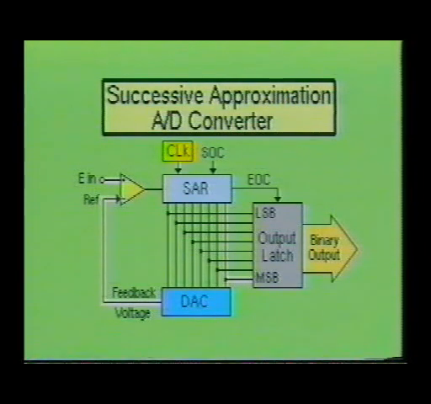If the reference voltage is greater than the analog input, the comparator output will be off. The successive approximation register will turn off the most significant bit and call it a 0. Or if, on the other hand, the DA converter reference voltage is less than the analog input voltage, the comparator will remain on and the successive approximation register will leave the most significant bit on and call it a 1. All of this is accomplished in one clock cycle.